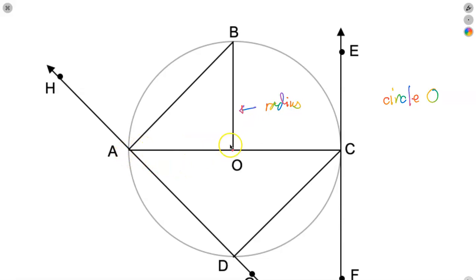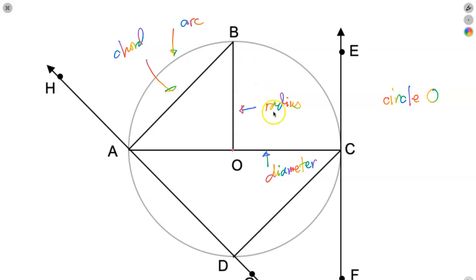And this line here crossing the center is called the diameter. Half of the diameter is the radius. Two times the radius is the diameter. Another important part of the circle is the chords. A chord is a line segment whose endpoints lie on the circle. And this one is an arc.